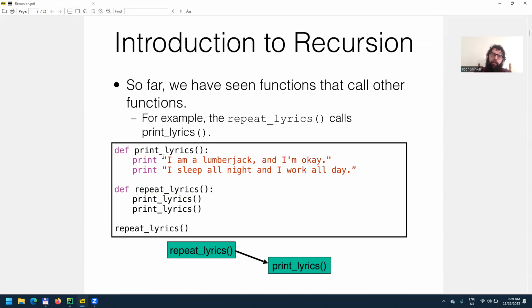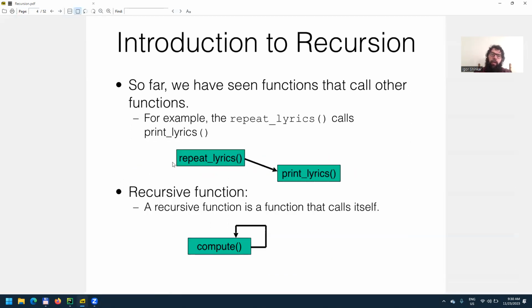Well, there should be parentheses, right? These are notes from an older version. There should be parentheses here. So basically, the function repeat lyrics calls print lyrics, and the function print lyrics calls print inside. All right. So maybe the picture looks something like this. Repeat lyrics calls this print lyrics.